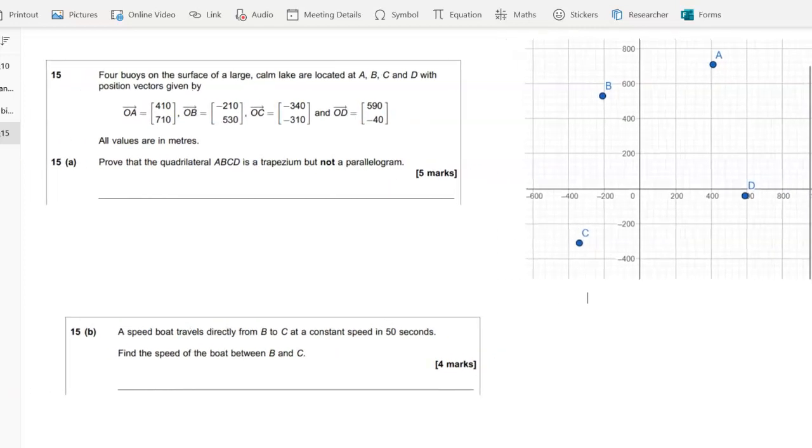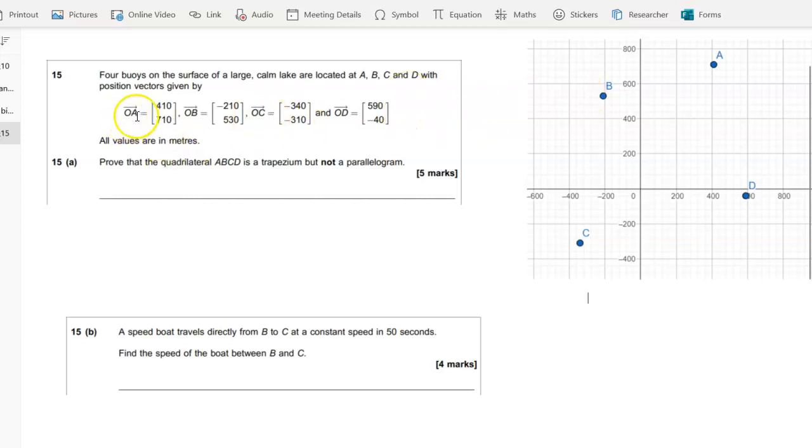Right, this is question 15 that Zach's asked me to have a go at. So we've got 4 buoys on the large calm lake, so that's assuming that we're not worried about them bobbing up and down and stuff. And they're located at A, B, C and D with those position vectors.